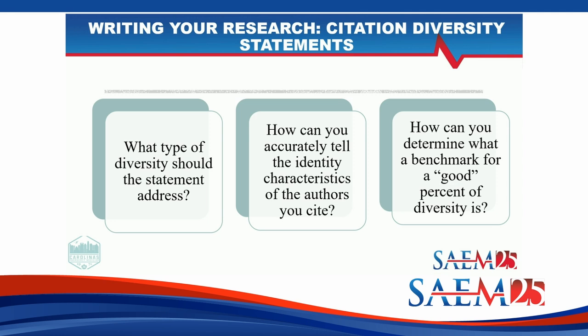And so what you do is you generally look at the first and last author of all of your citations, and you can do it for whatever category you're thinking of. So that's the first thing. So what type of diversity should the statement address? Some easy and obvious ones are gender and ethnicity.